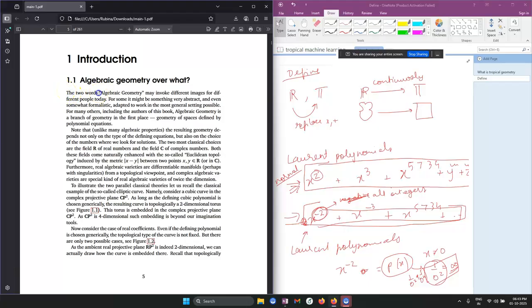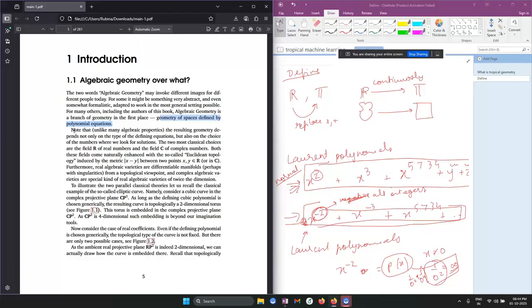So first paragraph, we're going to go paragraph wise. The two words algebraic geometry may invoke different images for different people today. For some, it may be very abstract, even somewhat formalistic, adapted to work in the most general setting possible. For many others, including the authors of this book, algebraic geometry is a branch of geometry in the first place. Geometry of spaces defined by polynomial equations. Go ahead, Utkarsh. Read the next paragraph.